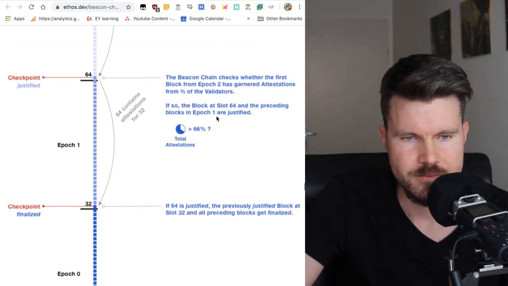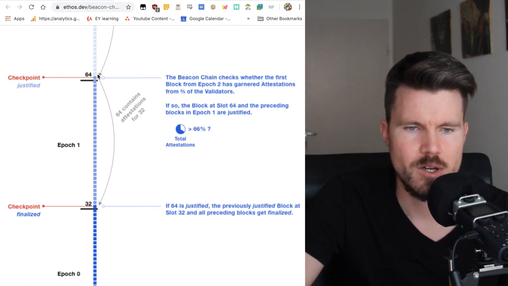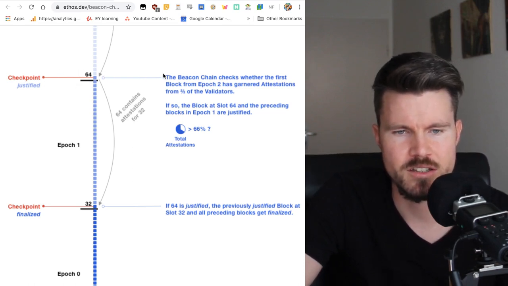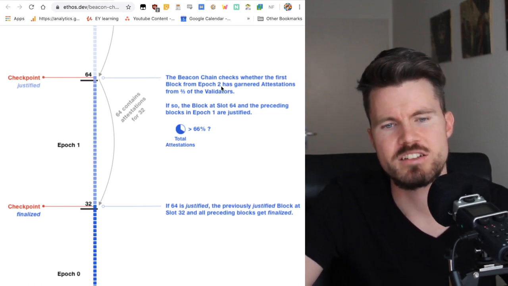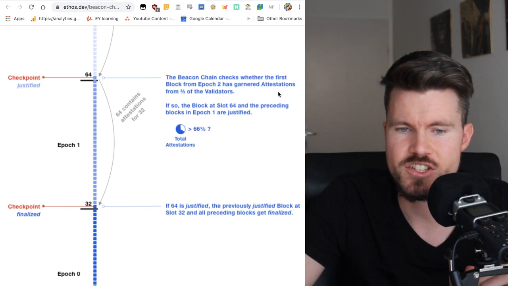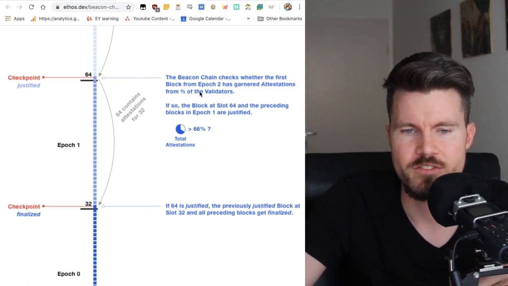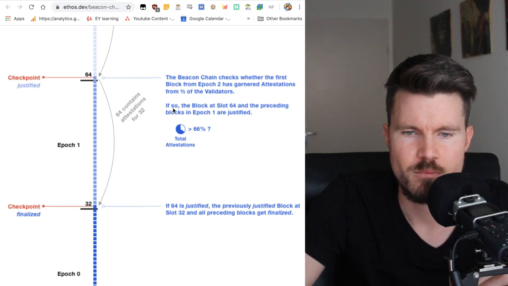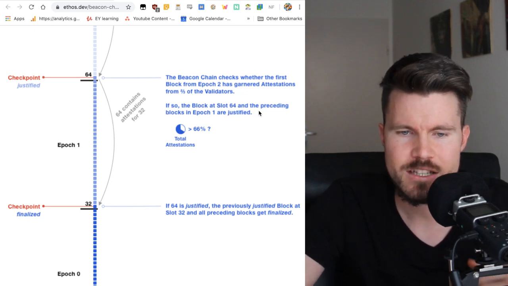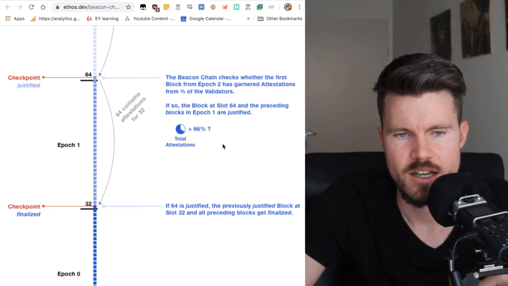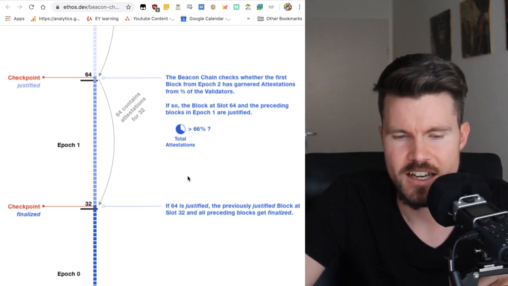finalized. And at slot 64, block 64, checkpoint, the beacon chain checks whether the first block from epoch 2 has garnered attestations, votes from 2/3 of the validators. So if it's more than 66%, then the block at slot 64 and the preceding blocks in epoch 1 are justified and the epoch is finalized.